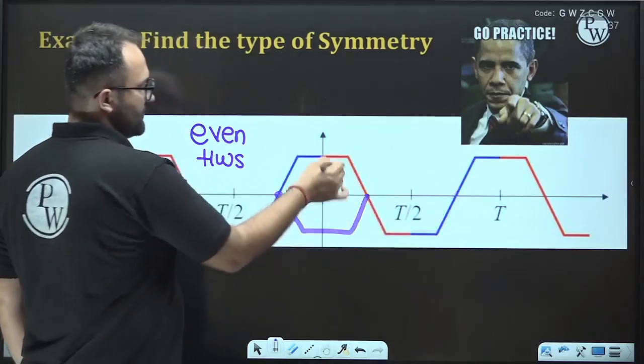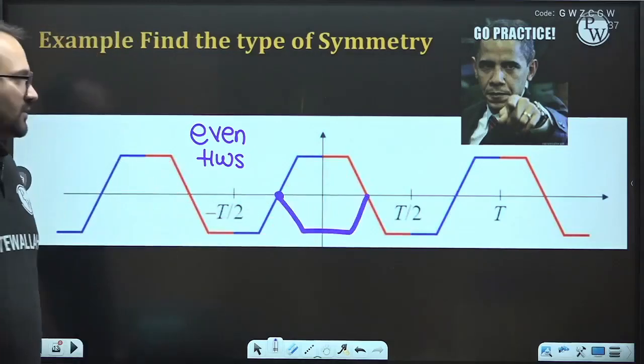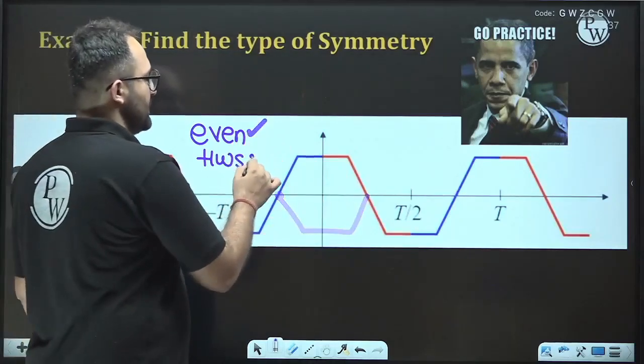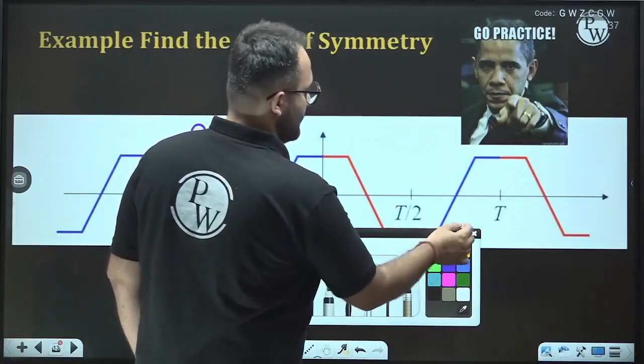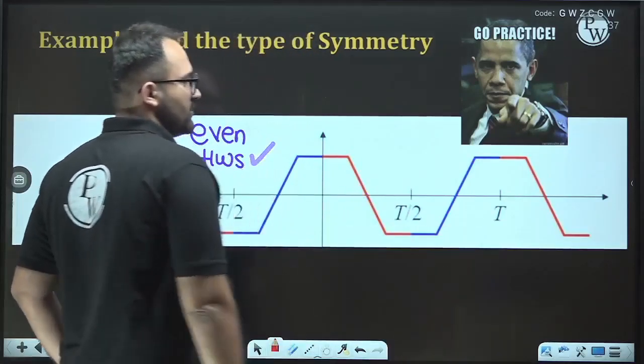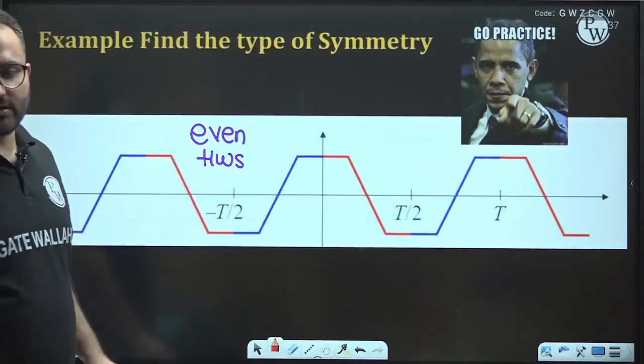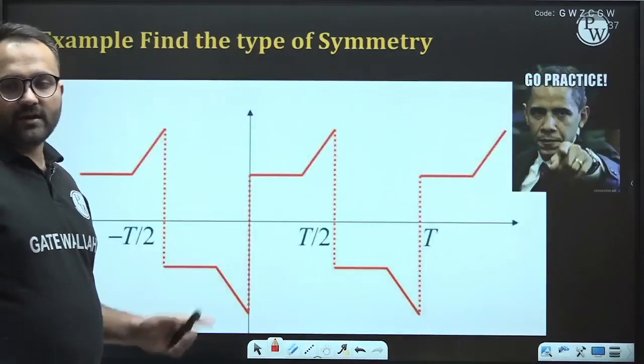And we can see it is opposite to the original one. So it has even symmetry and half-wave symmetry. So cos odd harmonics. Odd harmonics of cos will be present in this signal only.